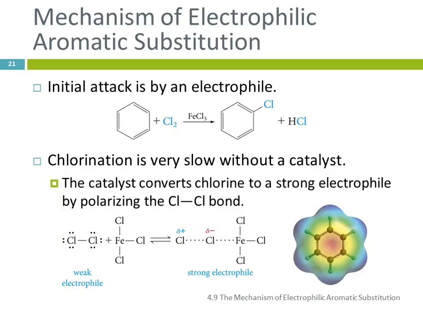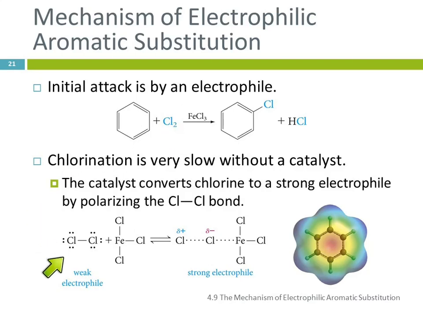So the mechanism, it's an electrophilic mechanism. Remember, an electrophile is something that loves electrons. It's something that's going to have at least a partial positive charge. What we see is if we try to chlorinate benzene without a catalyst, it happens very, very slowly. But if we add this catalyst of iron chloride, it happens very rapidly.